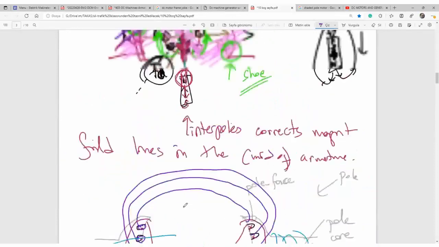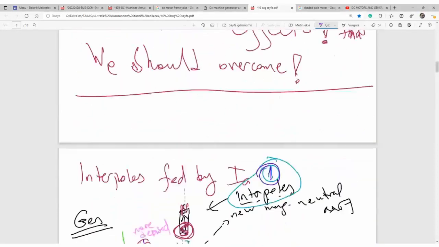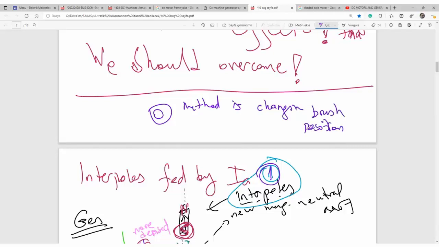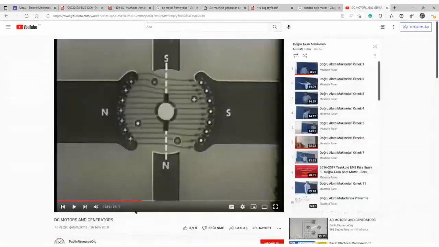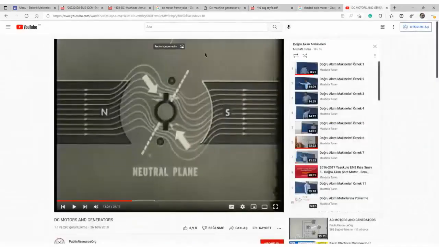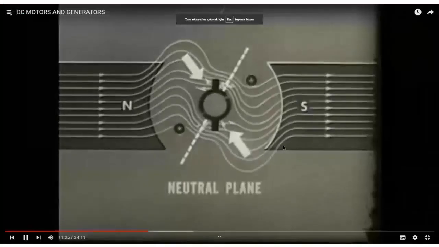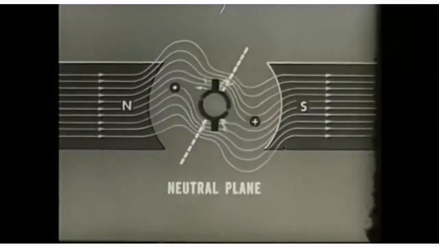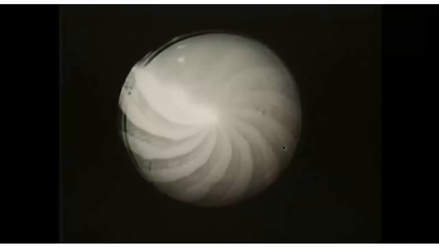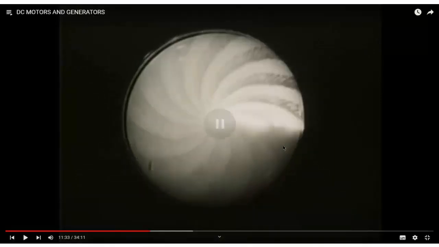And then there's a first or zeroth method, which is changing brush position. Okay, let's take care here. There was some distortion, there was some sparking, and then we changed the position of the brushes. Sparking may cause severe interference in nearby electronic equipment.